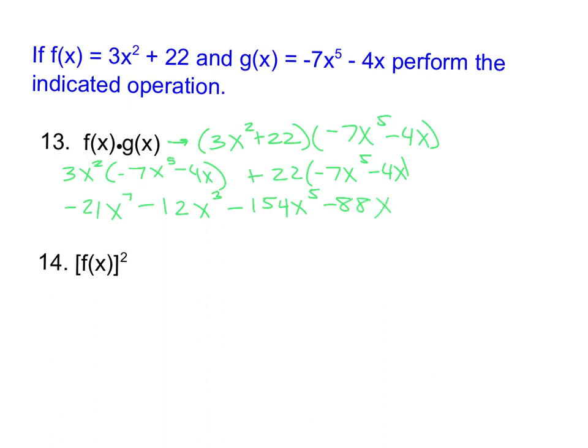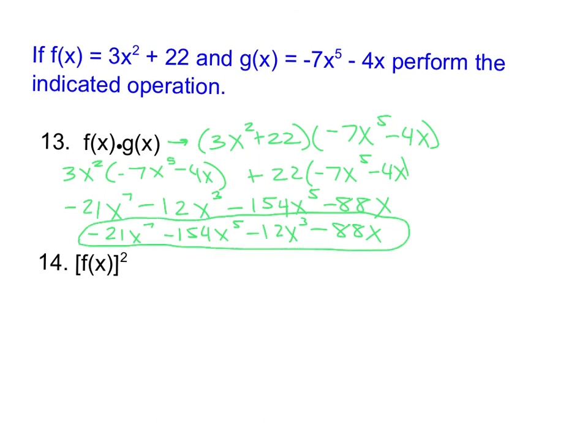And then again, I don't really like the order, so I'm going to switch the x cubed and the x to the 5th, just to avoid having them out of order. I like having them in order. So minus 154x to the 5th, minus 12x cubed, minus 88x. So pay attention to the directions on a quiz. I would say write your answer in standard form. If it says in standard form, you have to switch it. It's not an option.